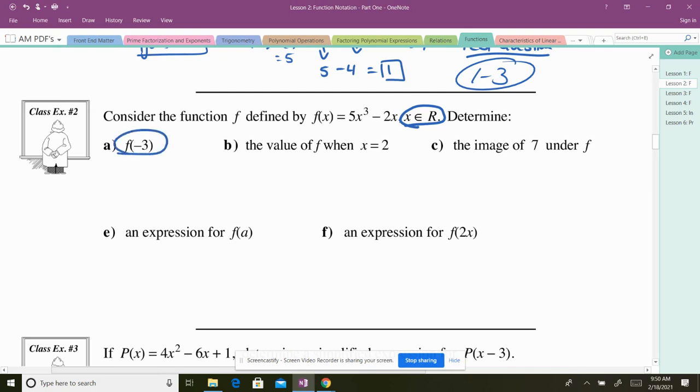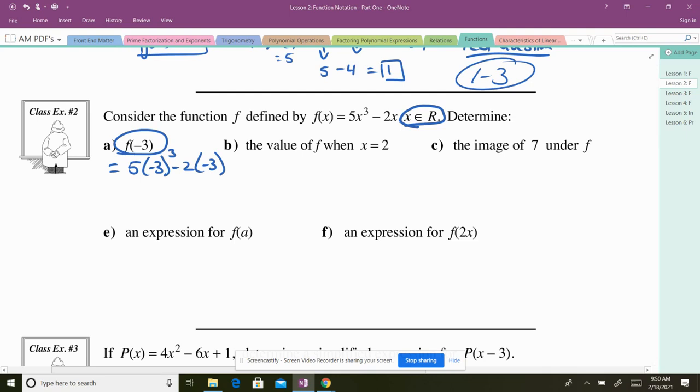f of negative 3. Where does the negative 3 go? In for x. It goes in for all x's. There's multiple x's in the function. It goes into every single one, bracket it in every x that you put it into. So we get 5 times negative 3 cubed minus 2 times negative 3. Always, always, always bracket.